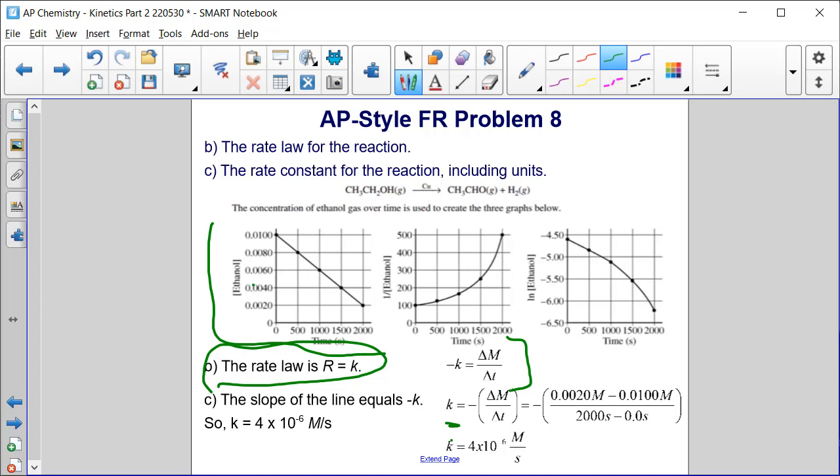And I just picked 2,000 seconds and 0 seconds. So on the graph, I'm taking the point that happens at 2,000 seconds and the point at 0 seconds. Okay, so the concentration at 2,000 seconds is 0.0020 molar minus the concentration at 0 seconds is 0.0100 molar divided by that change in time. Take the negative of it and we get a K value that's 4 times 10 to the minus 6th, and it's molarity per second. 4 times 10 to the minus 6 molarity per second.